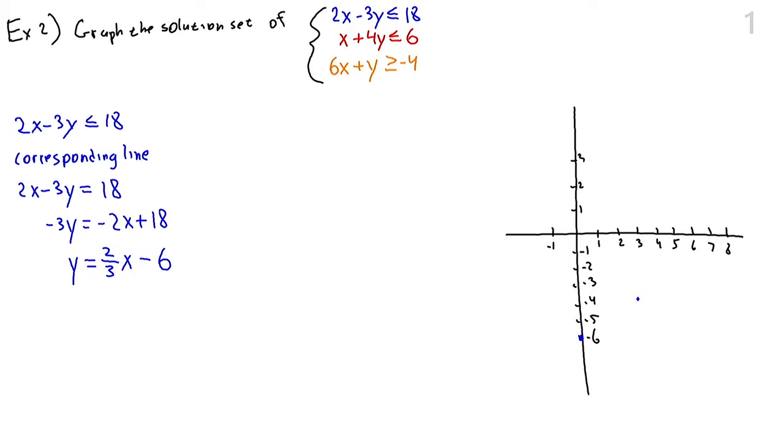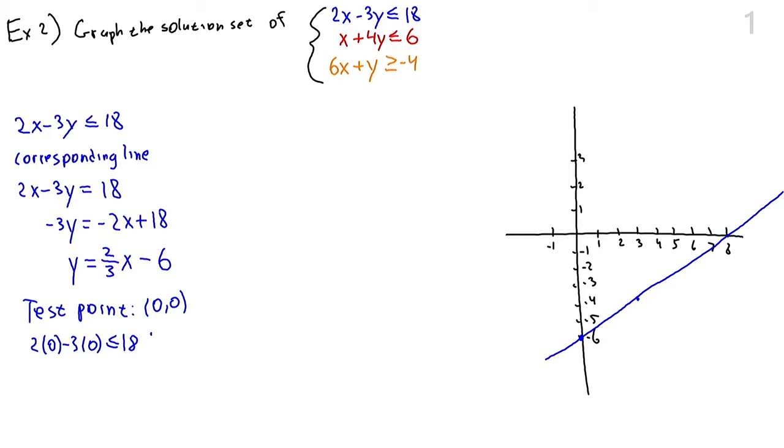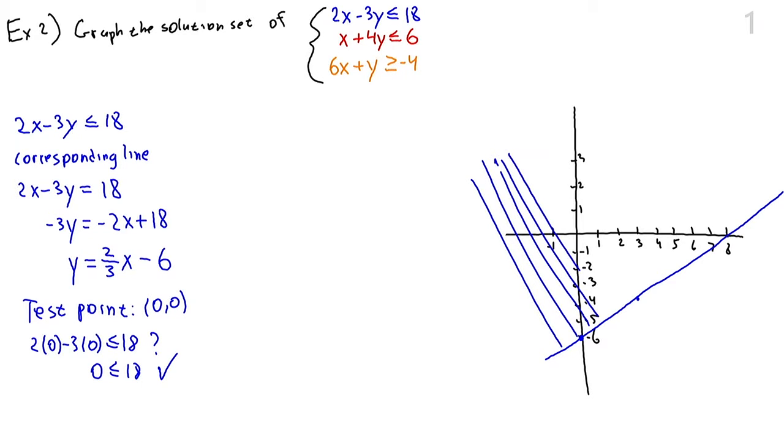And this is a solid line. Looks something like this. And then we take a test point. Again, the origin is not on our line, so it's a good test point, 0, 0. And we ask ourselves, is 2 times 0 minus 3 times 0 less than or equal to 18? Is 0 less than 18? And the answer is certainly. And so we shade this part of the region that includes our test point.